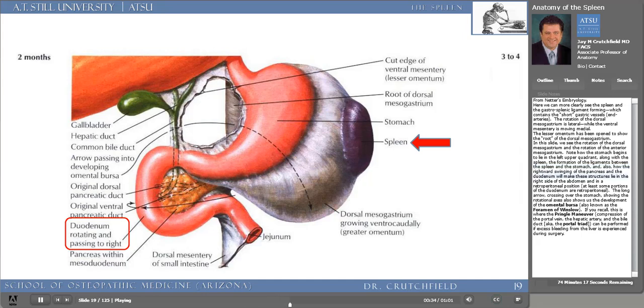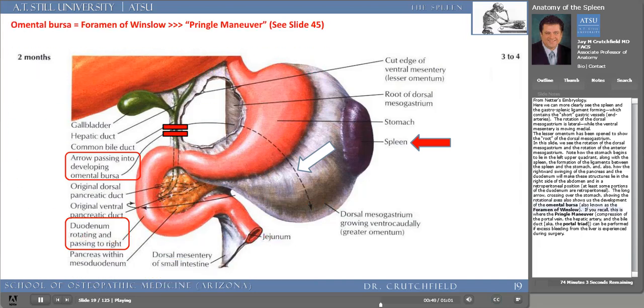The long arrow crossing over the stomach, showing the rotational axes, also shows us the development of the omental bursa, or the foramen of Winslow. If you remember, this is where the Pringle maneuver can be performed, compressing the portal vein along with the hepatic artery and the bile duct in a surgical operation.